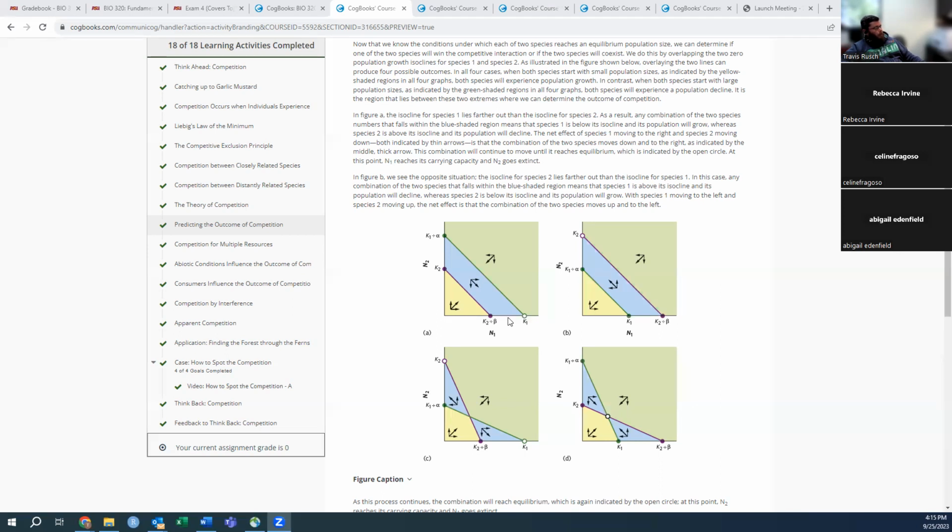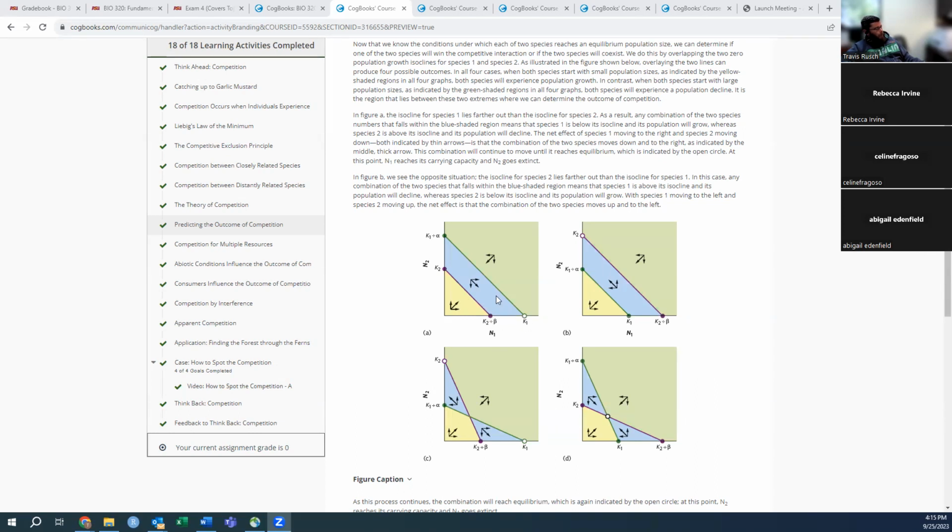Sure. So the green and the purple, they're called the isoclines, which represent the carrying capacity for the different species. And purple is associated with species two because we have K2 up here. So this is carrying capacity for population two. And the green line is associated with population one on the x-axis because K1 is down here.